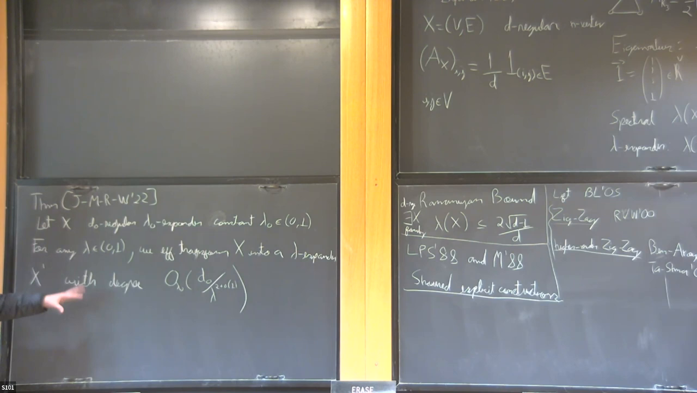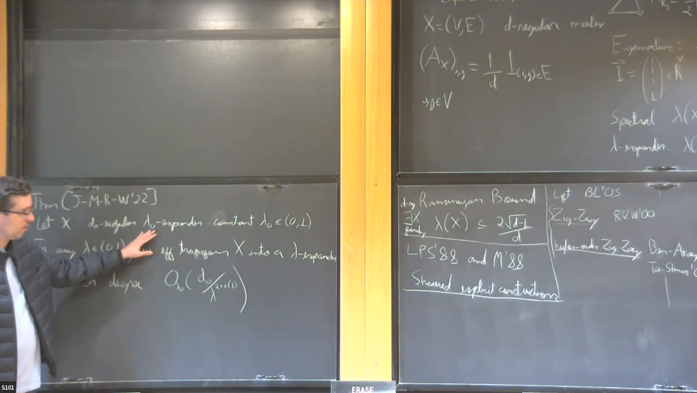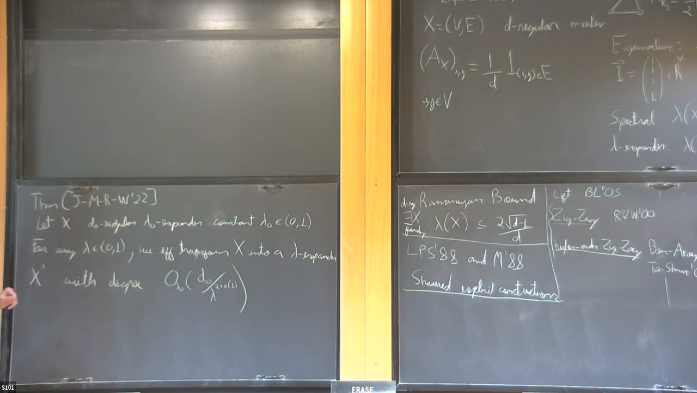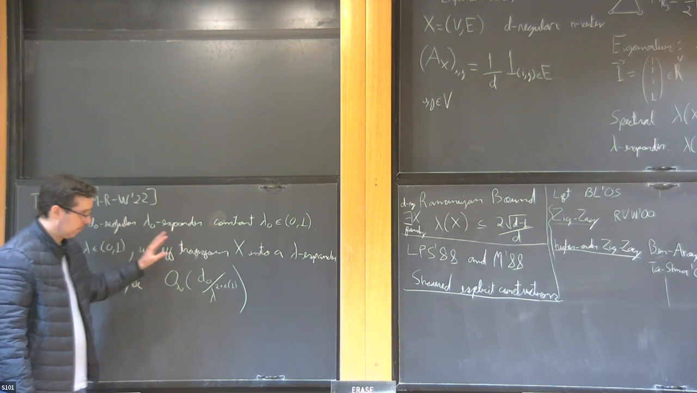Okay, so I'm not giving a lot of details of how the transformation works, I'm just making some parameters more precise. So you're given the regular graph, that's a lambda naught expander, you're thinking about lambda naught as a constant. Strictly speaking, you should think of a family of expanders. For any target lambda that you want, there is some very efficient transformation, depending on the case, that allows us to get a lambda expander, and the degree is good.